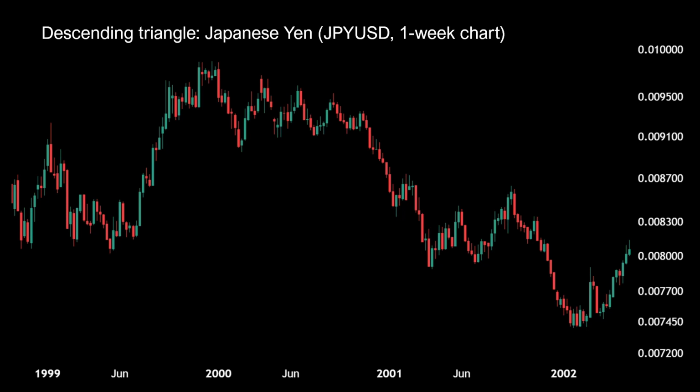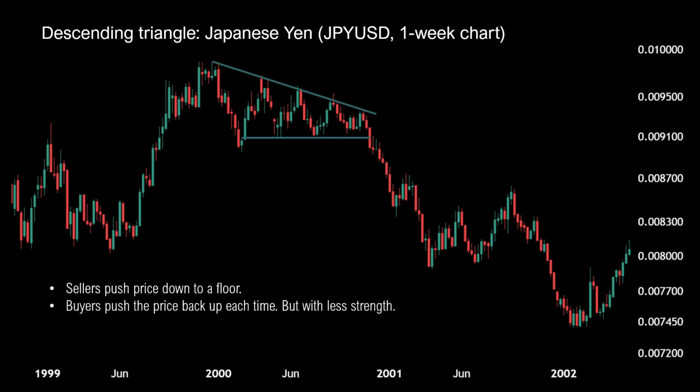But descending triangles are the opposite. Here we have the Japanese yen priced in US dollars, and that's the JPY USD trading pair, and we're using the 1 week chart. First, sellers push the price down to a floor. Buyers then push the price back up with force, but with less strength each time since the price is making a series of lower highs. Often, the price breaks the floor and moves lower, i.e. the selling pressure eventually overpowers the buying pressure.